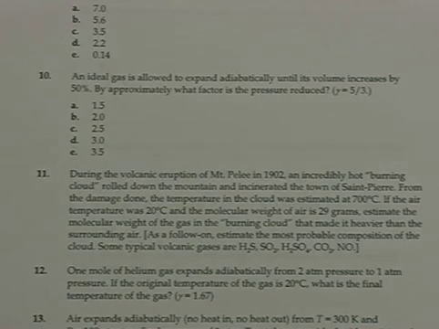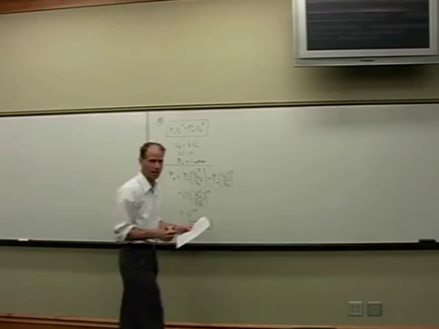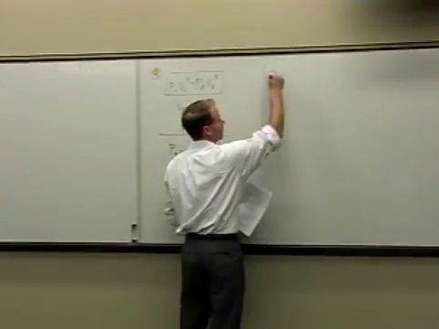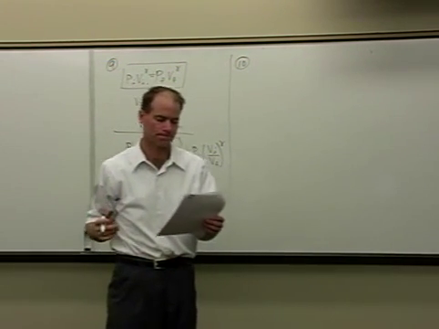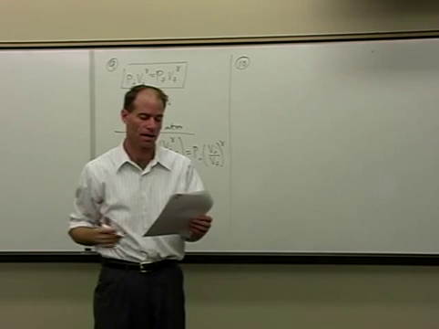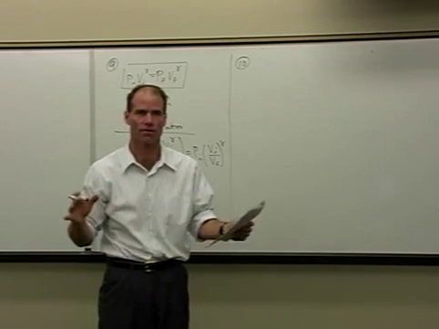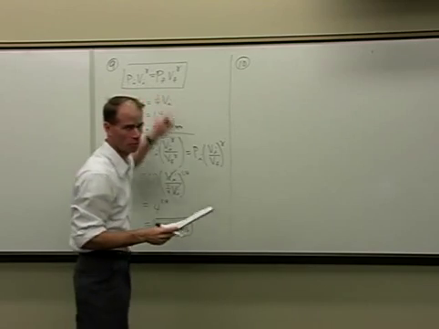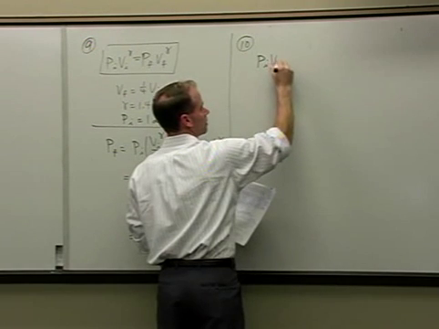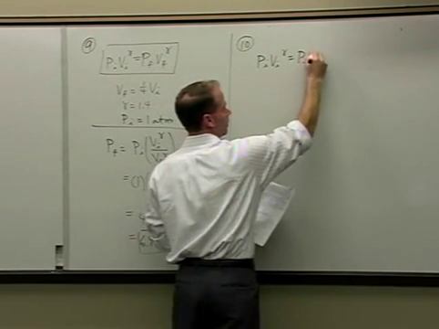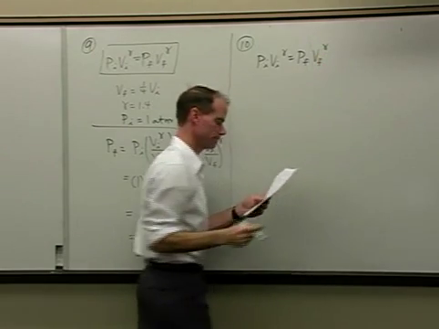Problem number 10. An ideal gas is allowed to expand adiabatically until its volume increases by 50%. By approximately what factor is the pressure reduced? All right, so another adiabatic gas problem. What is mentioned in the problem is the volume expanded and the pressure being reduced. So it's pressure and volume involved. So we're going to use the same formula as we did in the last problem. We have P initial, V initial to the gamma equals P final, V final to the gamma.